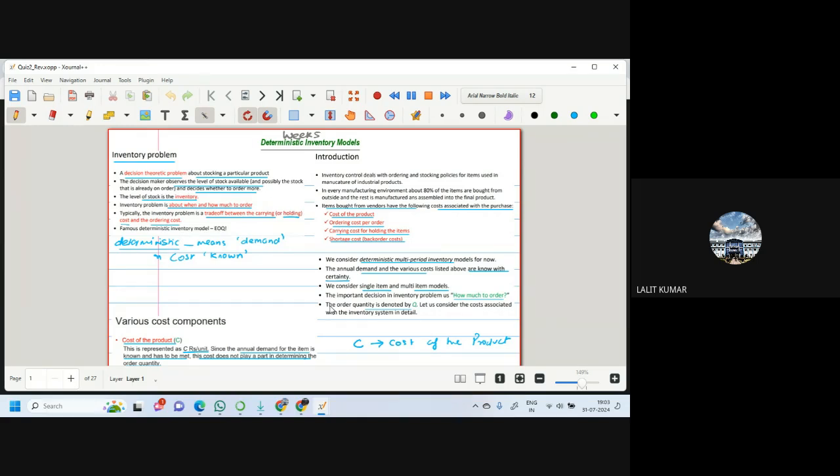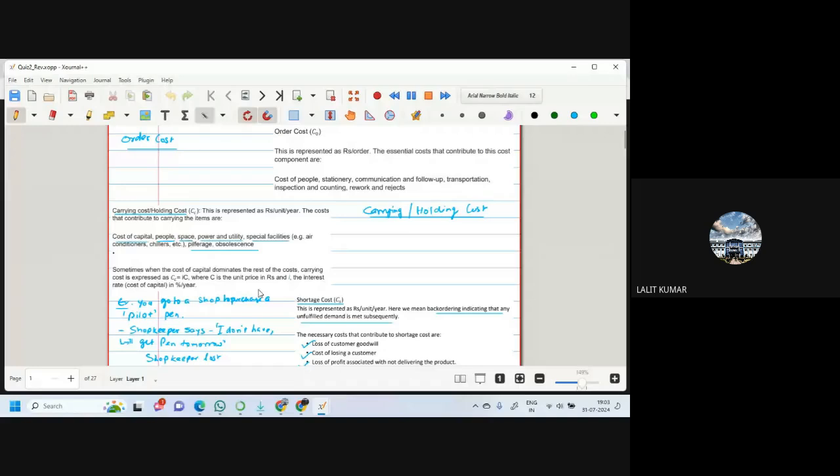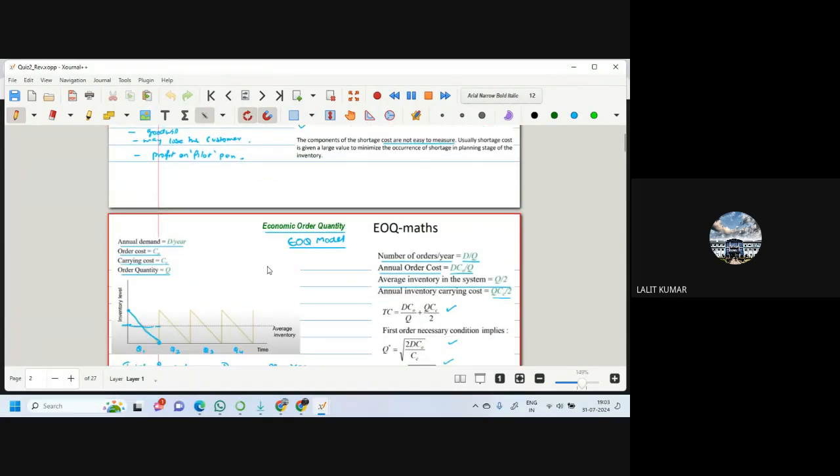Week 5 basically dealt with the deterministic inventory models. Deterministic inventory models means where the demand was known. In that, three models were covered during the week. The first was the economic order quantity. Economic order quantity means that we know the actual demand, and then there is some order cost, that whenever we have to order, there is a particular cost with that ordering.